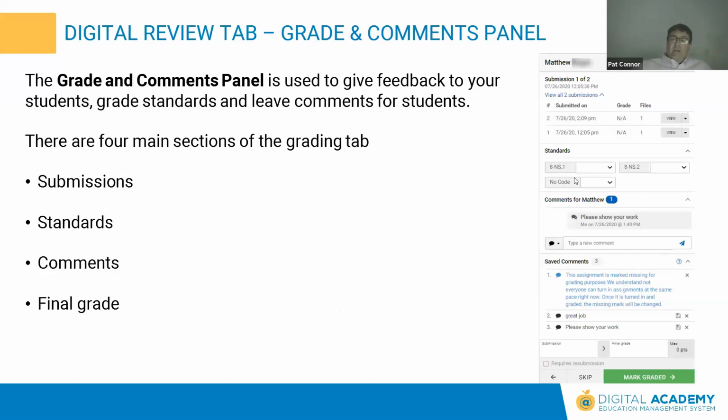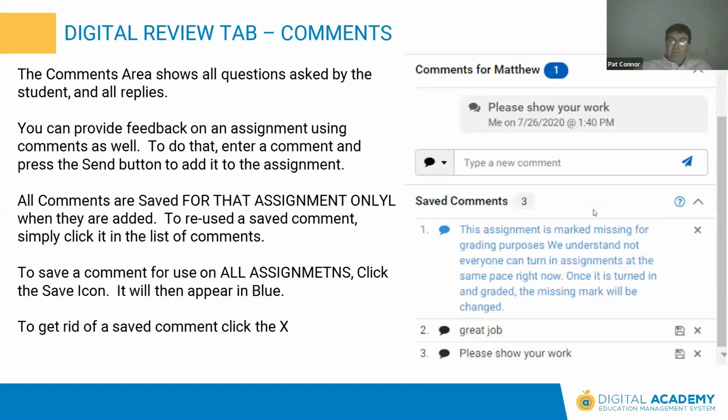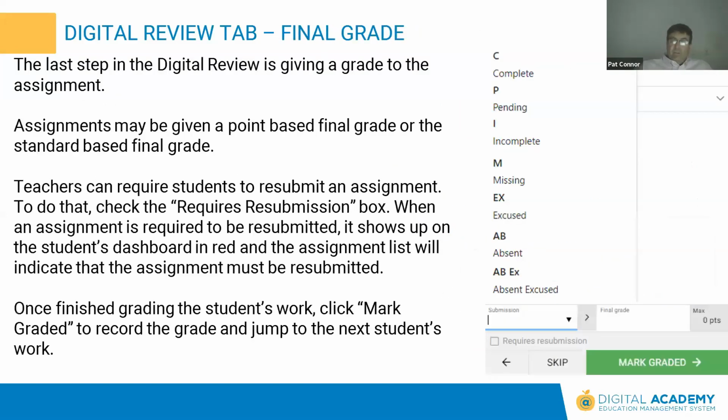If there are standards, you can grade the standards. You can give it a code. Under comments, you will see the comment history, and you can add your saved comments. That works the same as it does on the grid. And then down at the bottom is where you put the final grade. So this goes through each part of it. If there are multiple submissions, the submission has a grade and the final has a grade. Usually it's just the final grade. And then you hit mark graded, and that hands it back.